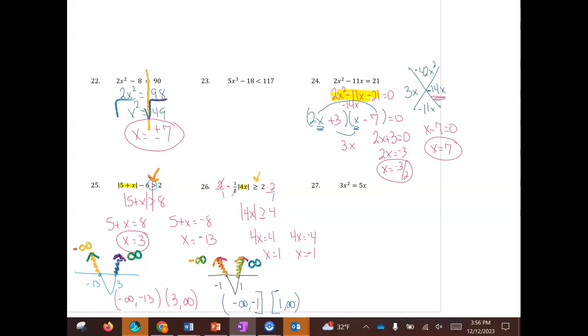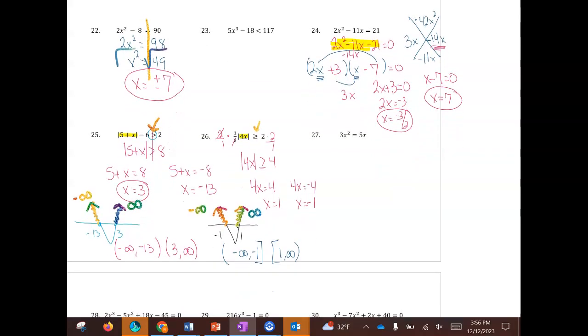And remember, I'm supposed to get two answers. There they are. So number 27, there is also more than one type of x. So I'm going to have to set everything equal to 0. So I'm going to move the 5x over. And now I'm going to look for a GCF.